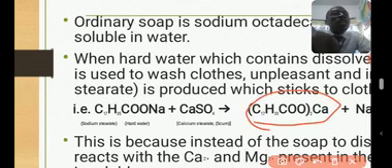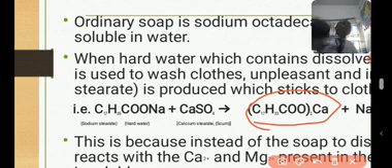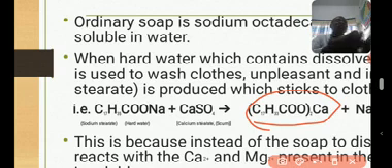This calcium octadecanoate is insoluble in water. It doesn't dissolve inside water. That is why you will see that sometimes when you are washing clothes, it doesn't produce foam. It brings out scum. All this insoluble precipitate, all this insoluble irritating solid, it just spreads on the water and it will even be sticking to clothes. It will be attaching itself to clothes. It will not go easily.